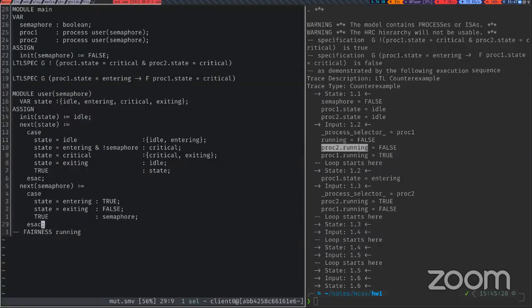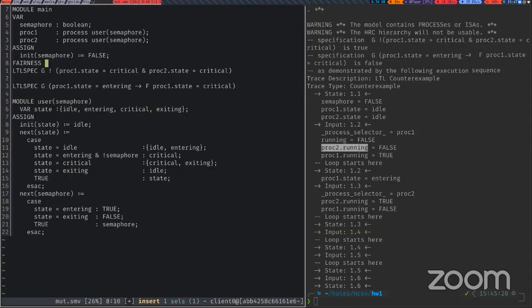So this property is clearly not true, but it is true if we assume a fairness condition. A fairness condition is a condition that must be true at every step of the transition. So the fairness condition ensures that the process runs. So we can add a fairness condition here. Okay, here's a correction.